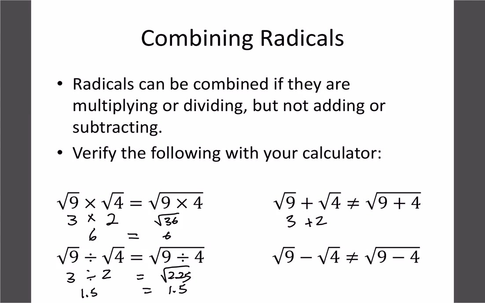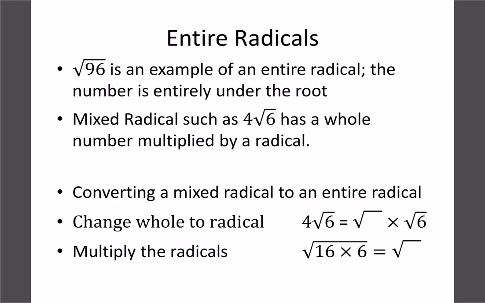So 3 plus 2 is 5, and we get square root of 13, which is not 5. That's 3 point something, some sort of decimal. And if we subtract, the same thing applies. 3 minus 2 is 1. Here we get square root of 5. That's going to be 2 point something. So adding, subtracting, we can't combine roots or simplify that way, but multiplying and dividing does work.